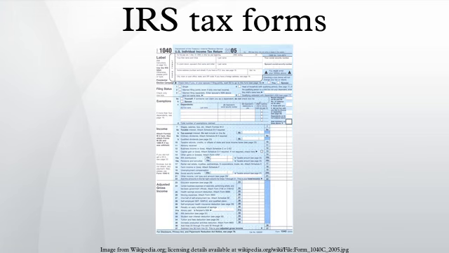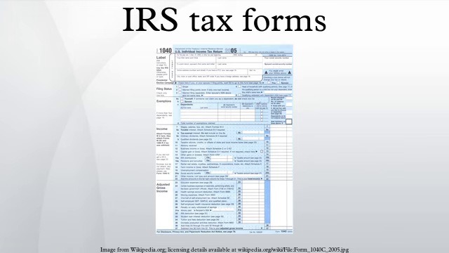1099-H, Health insurance advance payments. 1099-INT, Interest income. 1099-K, Merchant card and third-party network payments. 1099-LTC, Long-term care benefits. 1099-MISC, Miscellaneous income. 1099-OID, Original issue discount. 1099-PATR, Taxable distributions received from cooperatives. 1099-Q, Payment from qualified education programs. 1099-R, Distributions from pensions, annuities, retirement plans, IRAs, or insurance contracts. 1099-S, Proceeds from real estate transactions.